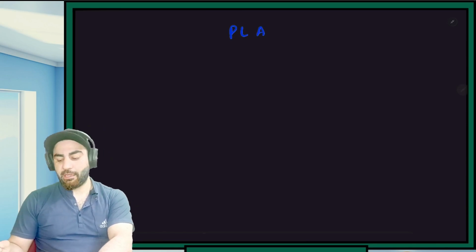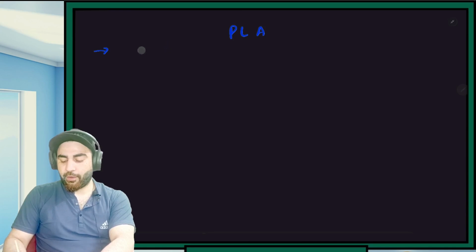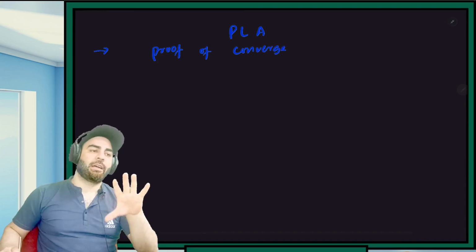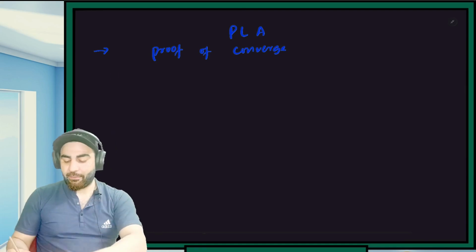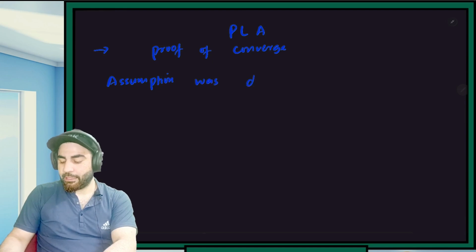We know how it learns, and we also said that we have to prove its convergence, the proof of convergence. And we mathematically model the proof of convergence. The first thing is we have to make sure that the data is linearly separable. The assumption in that was that data is linearly separable.